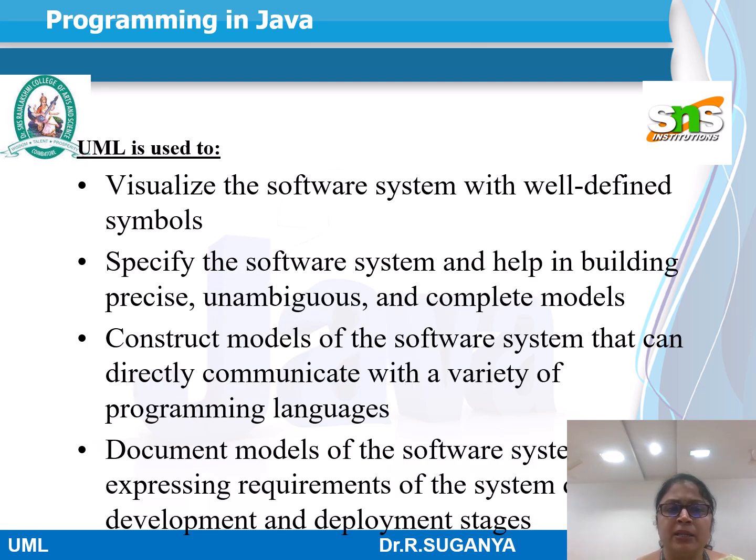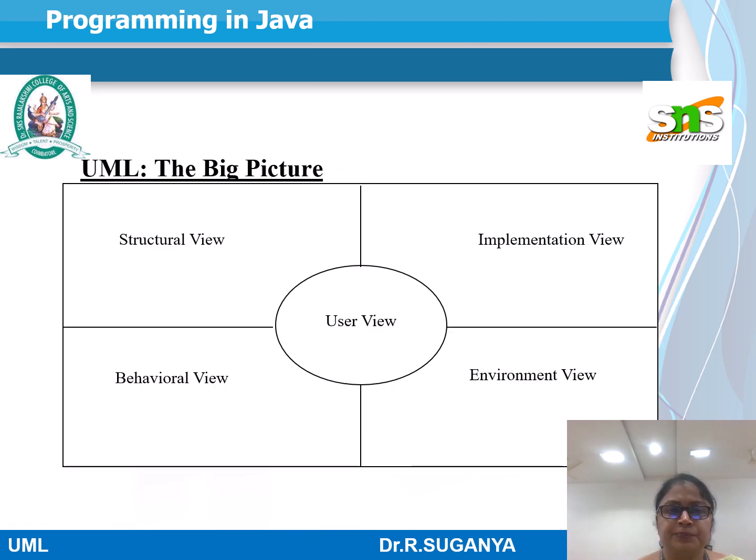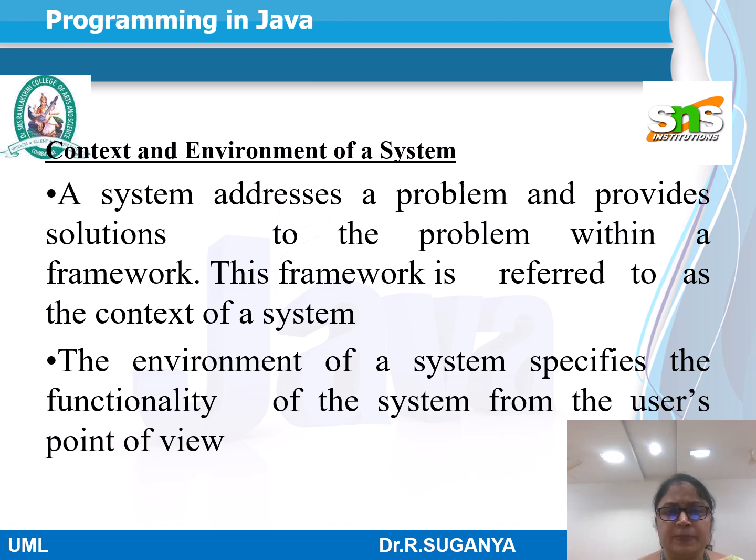UML is used to visualize, so we can see the model design in that software. We can use UML for banking services, defense systems, web-based services, medical systems, and aerospace systems. It has a big structure: the structural view, user view, implementation view, environmental view, and behavioral view. All these five views can be used in UML. Context and environment specify the functionality. The main thing is that we can know the functionality of each component of the product.